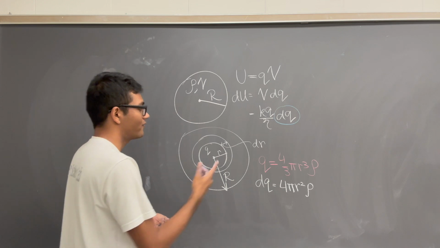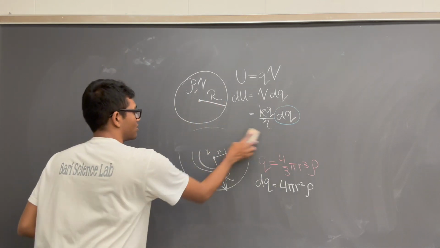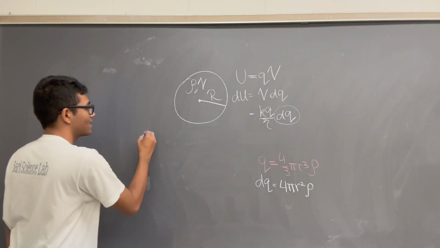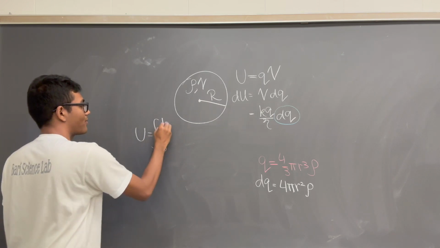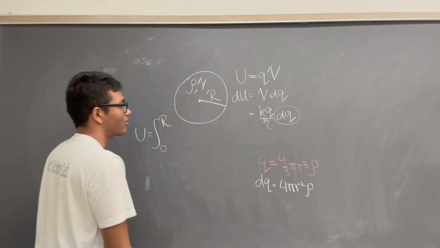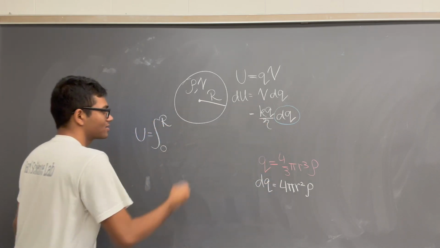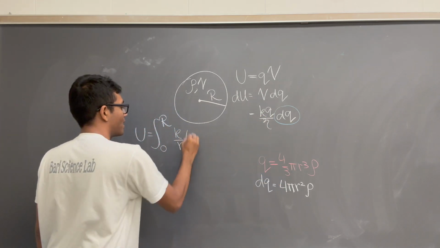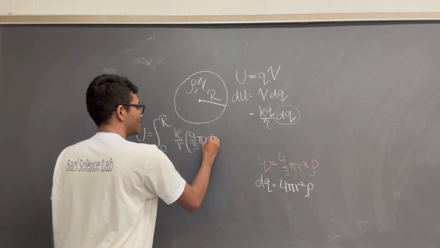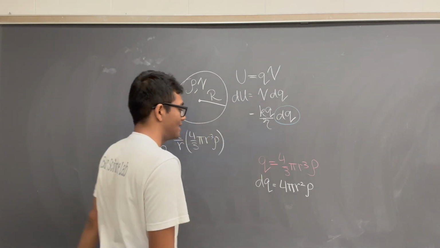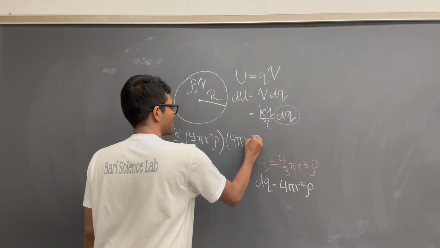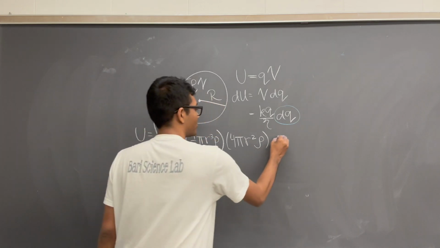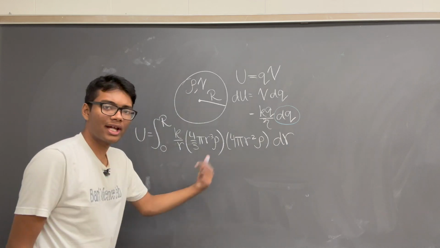Okay, so then what do we have for our total electrostatic potential, or our total electrostatic energy? We have U. If I go ahead and integrate this, then I get U is the integral from 0 to capital R, where capital R is the total radius of our sphere, of kq over r. Now k, I'll just leave it as k over r. Now q, I'll replace with 4/3 pi r cubed times the density of my charged spherical ball, and dq is 4 pi r squared rho. All right, that's great. Now I have everything I need. Remember, this is dr.